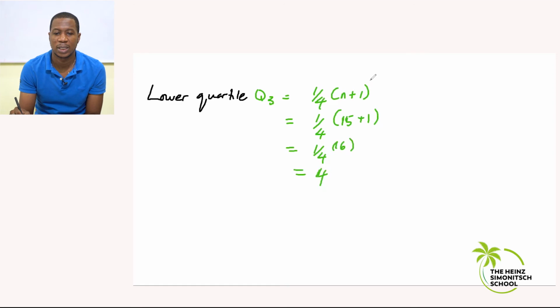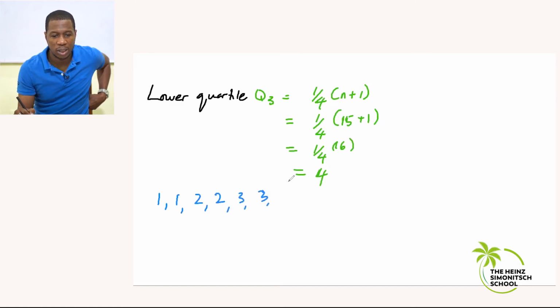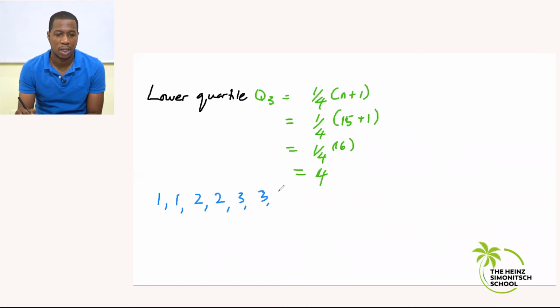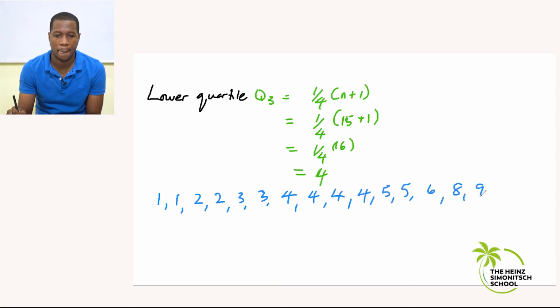So we can write back our data set that we had written in ascending order, so that we can find where the lower quartile is located in the set of data. Good. So we will count 4, so that will be 1, 2, 3, 4, so that will be 2.